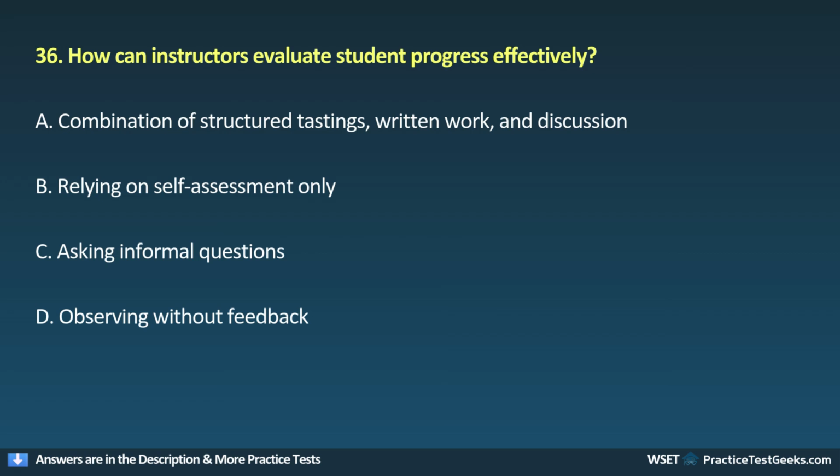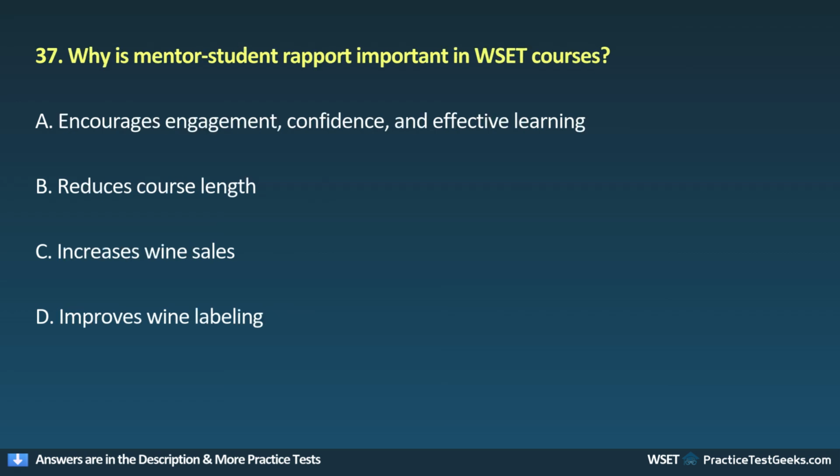36. How can instructors evaluate student progress effectively? A. Combination of structured tastings, written work, and discussion. B. Relying on self-assessment only. C. Asking informal questions. D. Observing without feedback.